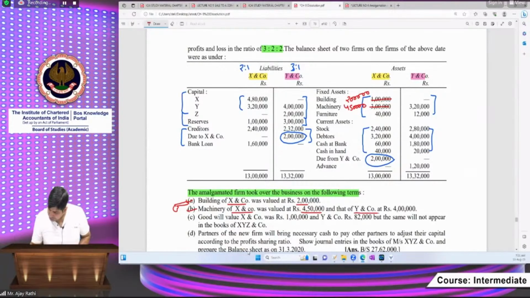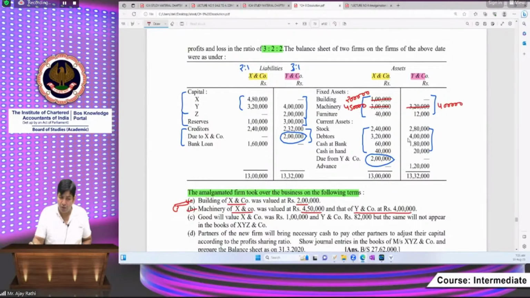YN company is also there. Anyways, so can I do YN company also? Okay, let's do YN company also. So YN company is there, that is for plant and machinery. Plant and machinery, this 3,20,000 will become 4 lakh. It means there will be upward revaluation of 80,000.